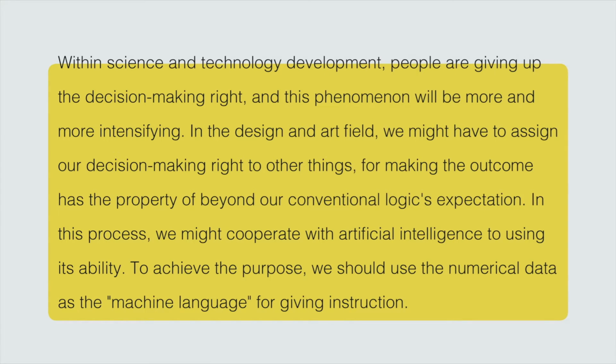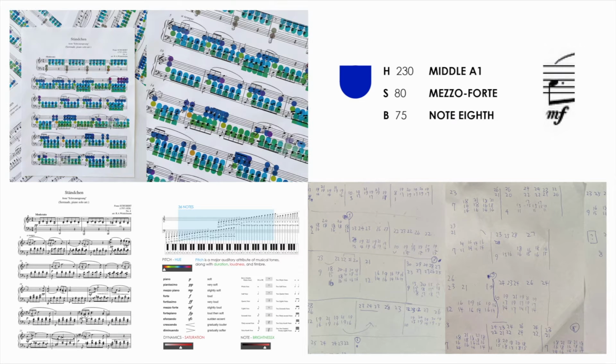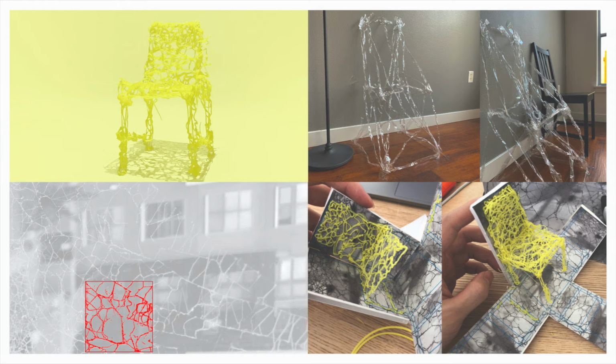For my thesis, my first motivation is exploring a new design method to assign the designer's decision-making right and export unexpected results. And I believe in this process, we may cooperate with artificial intelligence for using its ability, such as computing power and generative. In the beginning of this project, for generating unexpected results, I've tried to use many different databases to export the outcome, such as music, words, and spiderweb.